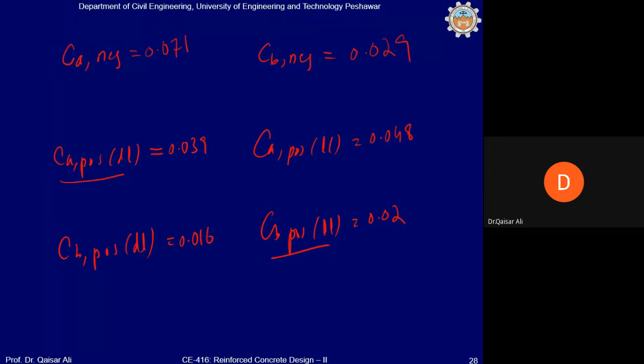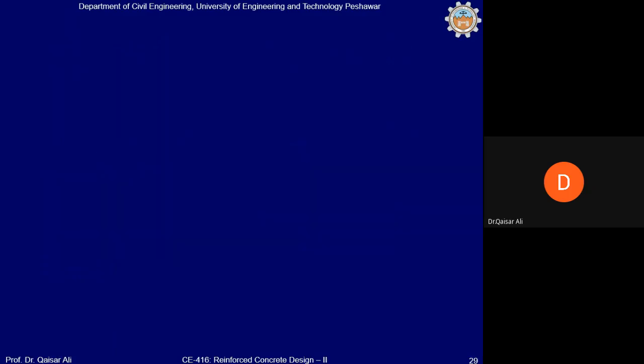First of all, we will calculate the moment, the negative moment along the shorter direction, MA negative. So you have CA negative. CA negative is equal to 0.071. So MA negative is equal to CA negative multiplied by WU. In this case, we will use the total ultimate load multiplied by LA square, because it is moment along the shorter direction. So we will use LA square.